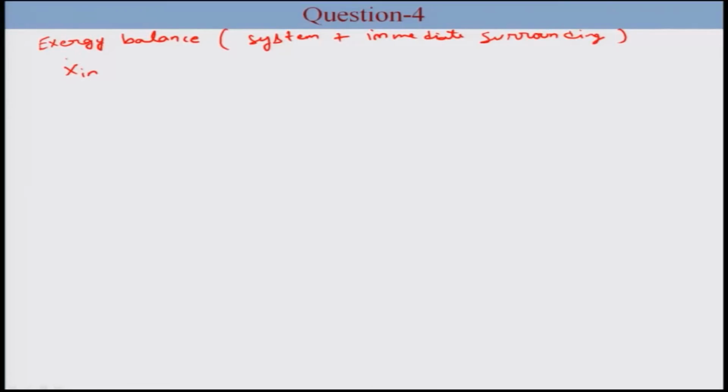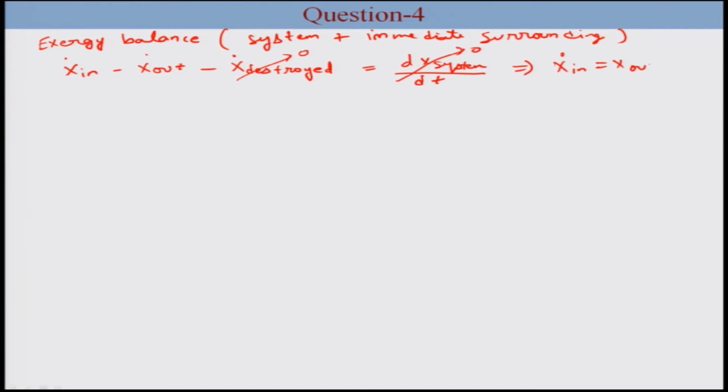For calculating the reversible power output, we can apply an exergy balance on the system and its immediate surroundings, and set the exergy destruction term equal to 0. So X in dot minus X out dot minus X dot destroyed is equal to dX of system divided by dt. This is 0 for a steady flow system, and the destruction term is also made 0 to obtain the reversible work output. So from this we get X in dot is equal to X out dot.